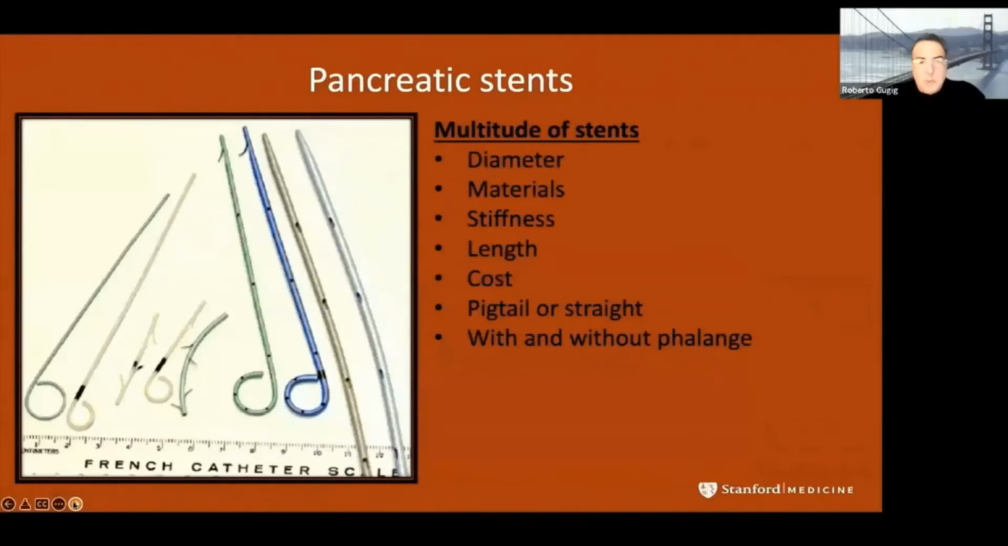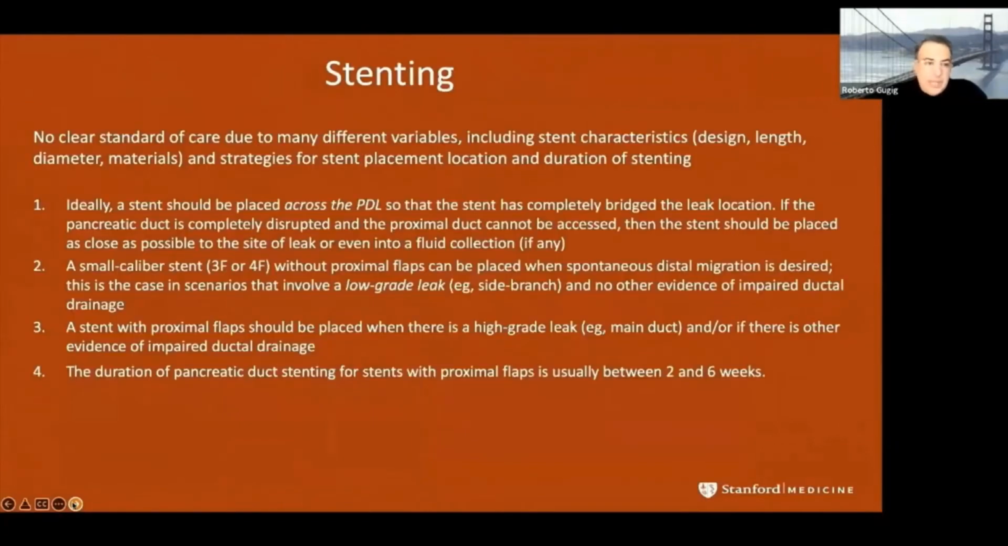And so there's a multitude of stents, and this is part of the problem to compare studies because they differ in diameter, material stiffness, length, cost, whether the pigtail is straight, and with or without flanges. And there's really no standard of care when it comes to putting stents, but there are some common threads, I would say, that most people follow.